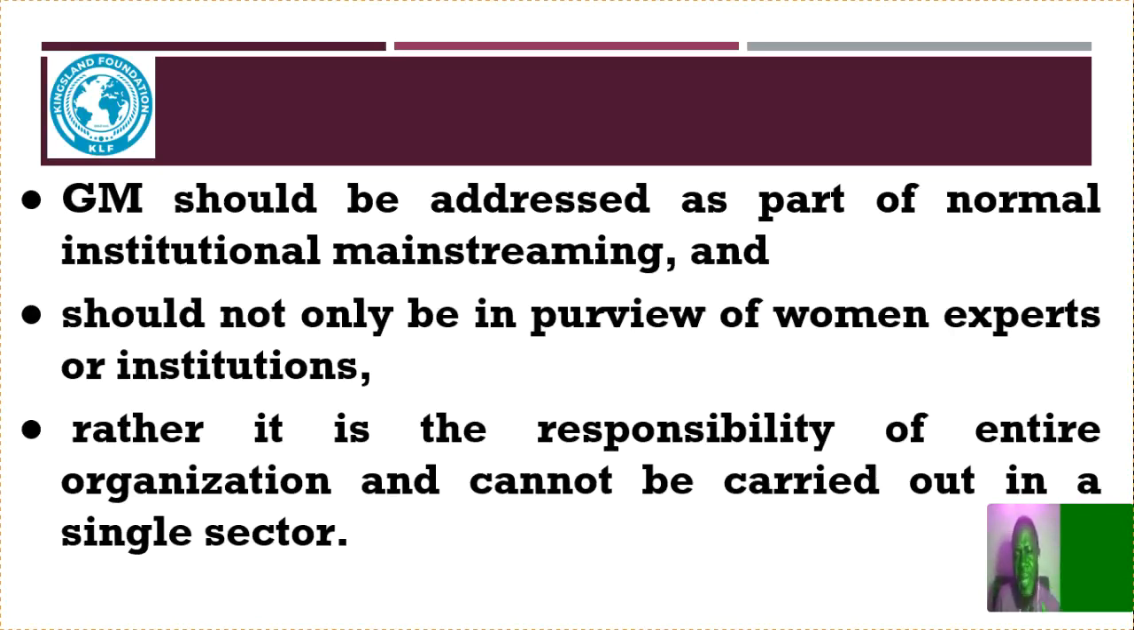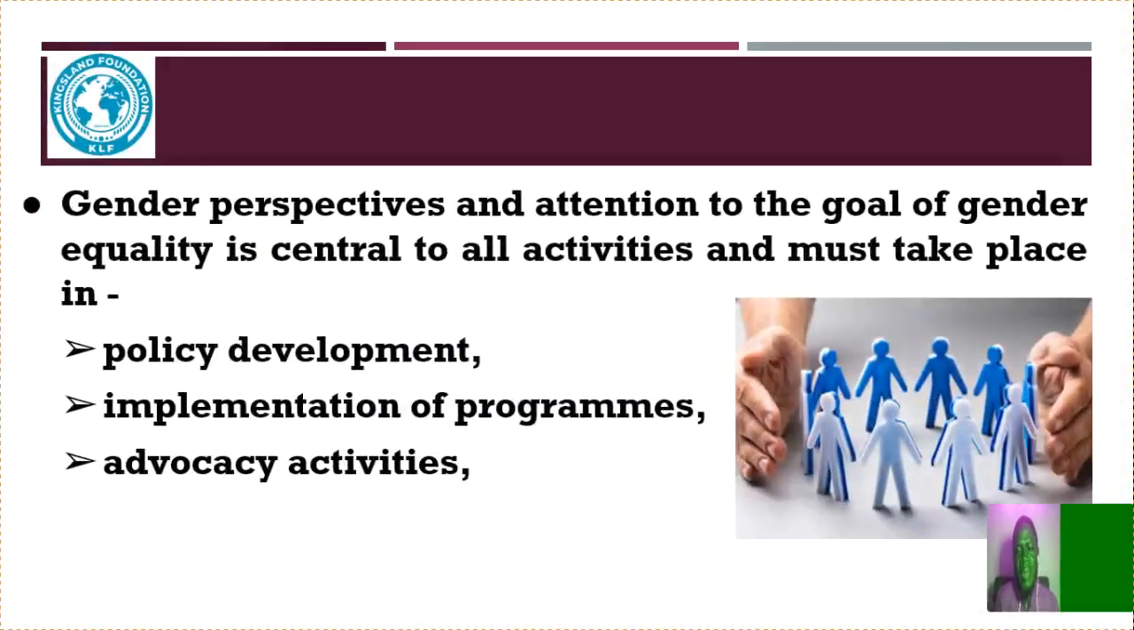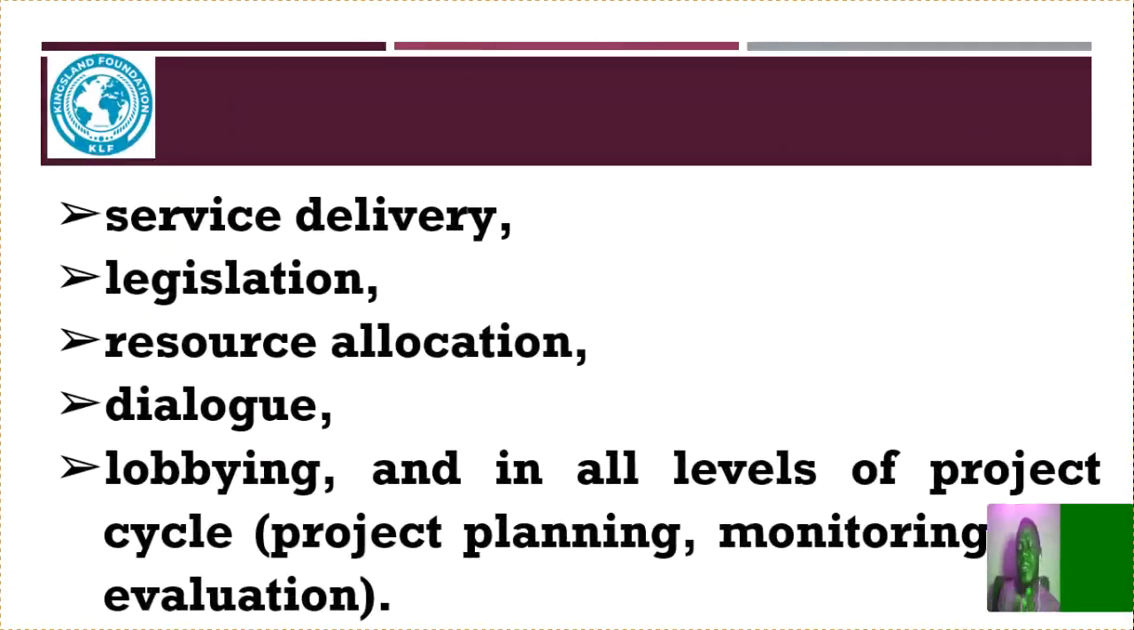So gender mainstreaming should be addressed as part of normal institutional mainstreaming, and of course should not only be in the purview of women experts or institutions, rather it should be the responsibility of the entire organization and cannot be carried out in a single factor or in isolation. So gender perspective and attention to the goal of gender equality is central to all activities and must take place in, one, policy development, in the area of implementation of these policies, and advocacy activities. It should also be part of service delivery. It should be part of legislation. There should be laws to sanction it or to encourage and promote it. There should be resource allocation towards this, dialogue, lobbying, and in all levels of the project cycle. That is project planning, monitoring, and evaluation.